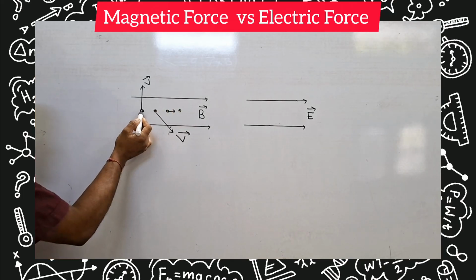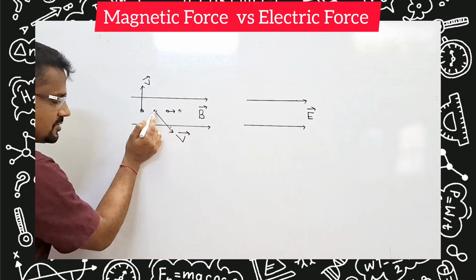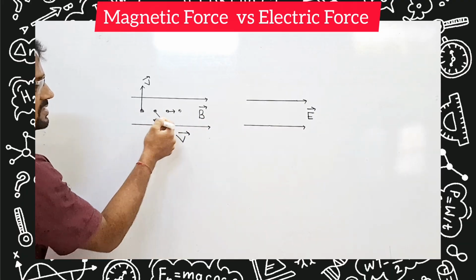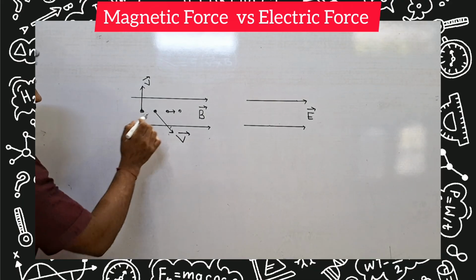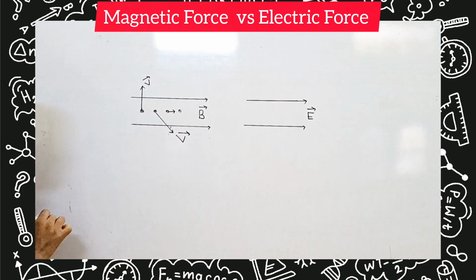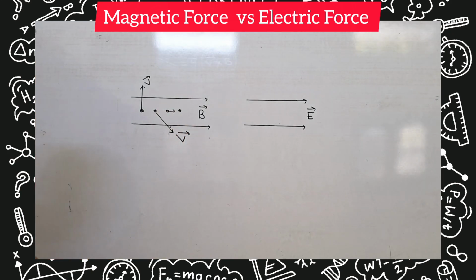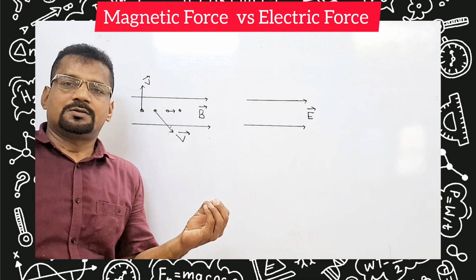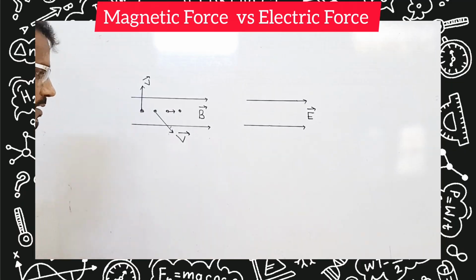This proton is moving with velocity v perpendicular to the direction of the magnetic field. This proton is moving with velocity v at some angle with the direction of the magnetic field. The third proton is moving with velocity v in the same direction as the magnetic field, and this proton is at rest. Now, what will be the force on each of these protons or positive charges?